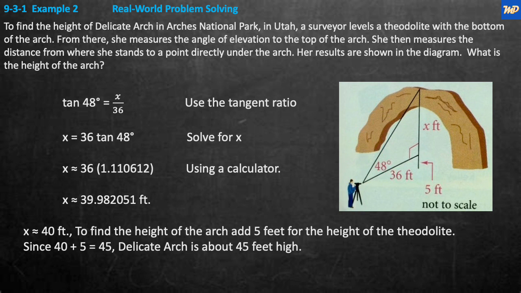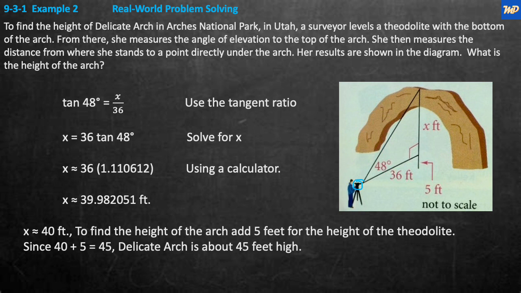Okay, example 2. It's a real-world problem. It says to find the height of Delicate Arch. That's the name of that arch. It's in Arches National Park in Utah. A surveyor levels a theodolite at the bottom of the arch. Well, the theodolite is this instrument, right here, that surveyors use to measure angles and distances and that type of stuff.